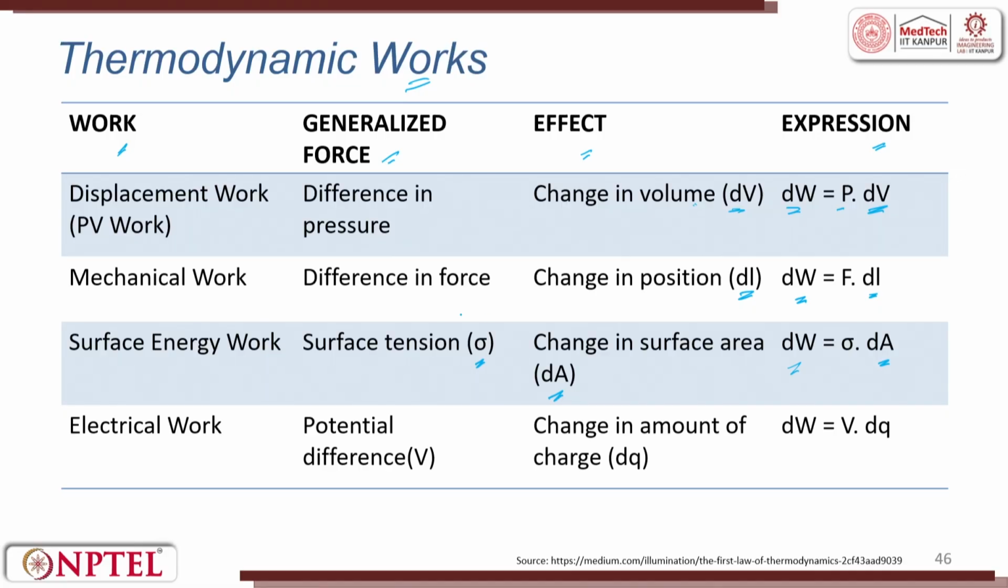So surface tension is sigma, so sigma into dA. Now electrical work is nothing but the potential difference, voltage V, times the change in the amount of charge, dq.